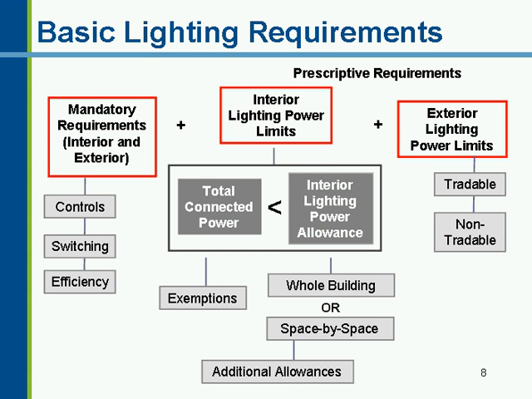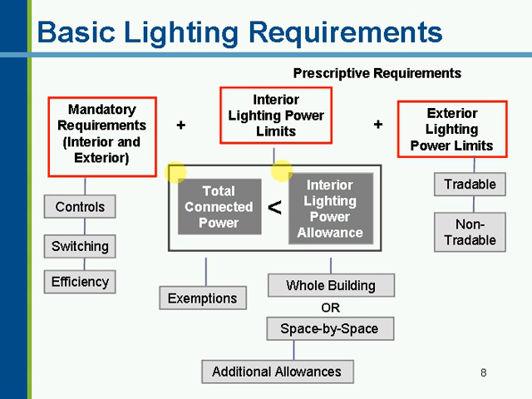The major portion of the requirements are prescriptive on interior lighting power limits, and the basic requirement is that the total connected power in the building must be less than or equal to the total allowed power that you are given to use within the building that is prescribed within the standard. There are some exemptions to this requirement, exemptions to the total connected power you have to include. And in terms of determining your lighting power allowance, you have 2 methods, a whole building method and a space-by-space method, which we will discuss in detail. The space-by-space method does have some additional allowances that are very important for design, and we'll discuss those as well.